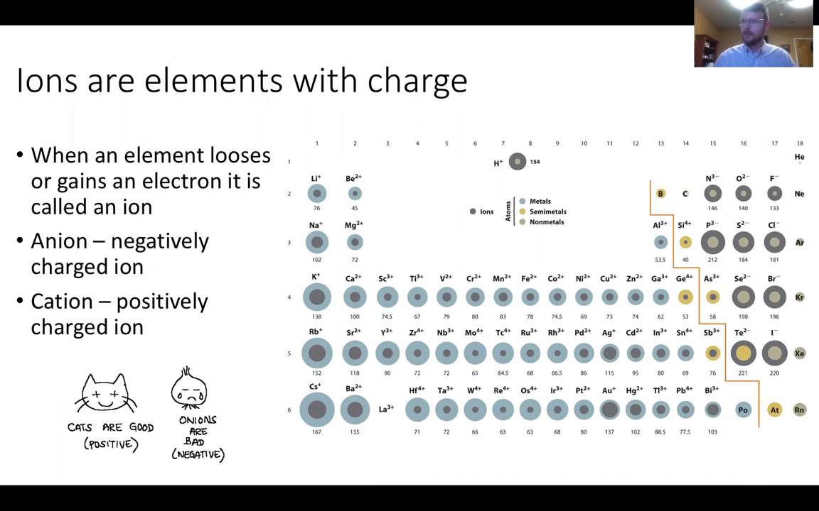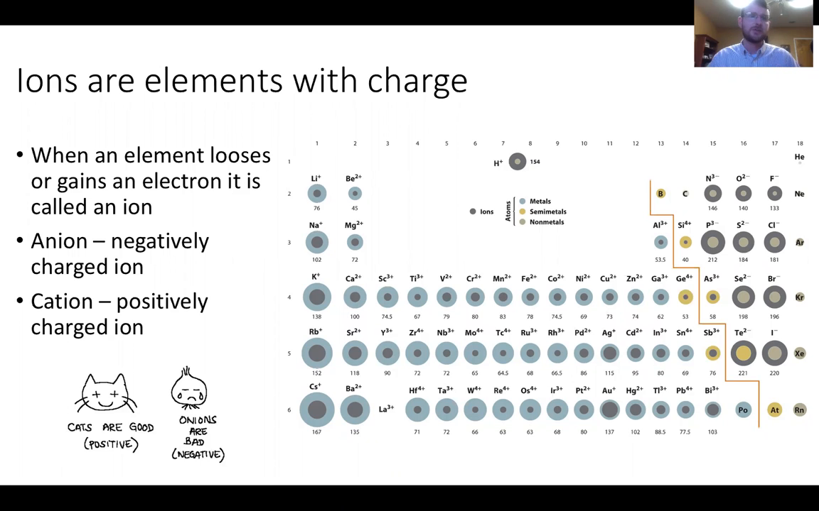One of the ways that we're going to see in the next chapter, chapter 3, that two elements can combine is through an ionic bond. And so to make an ionic bond, you need ions. When an element loses or gains an electron, it is called an ion. Electrons are gained and lost in reactions. We're going to talk about electrons in reactions later.